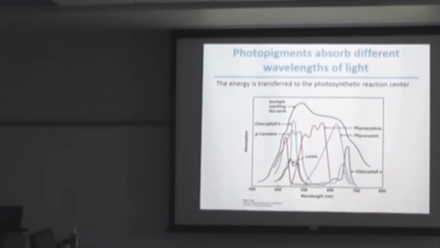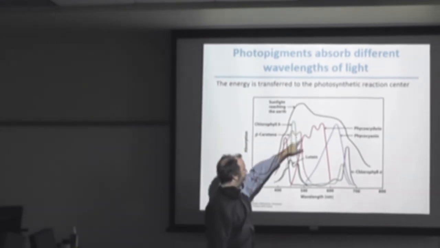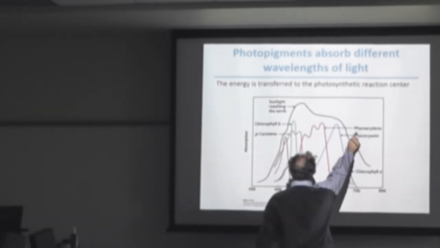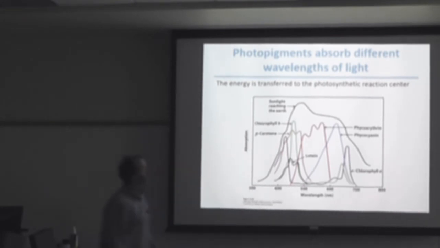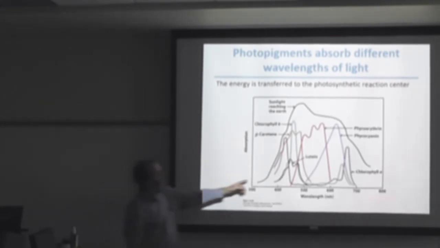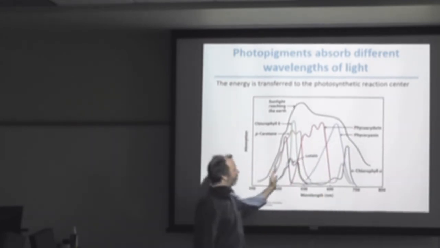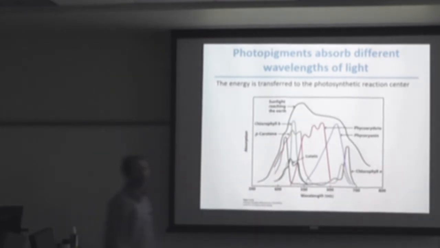Photopigments are going to absorb different wavelengths of light. Chlorophyll B absorbs here. Beta carotene over that period. Then we have phycocyanin and phycoerythrin, different wavelengths. And then chlorophyll A is way over here and here. And then this is basically the wavelength of visible light coming from the sun. So you get a whole range of pigments that absorb over a whole range of wavelengths, and that's just to capture the most energy as possible.